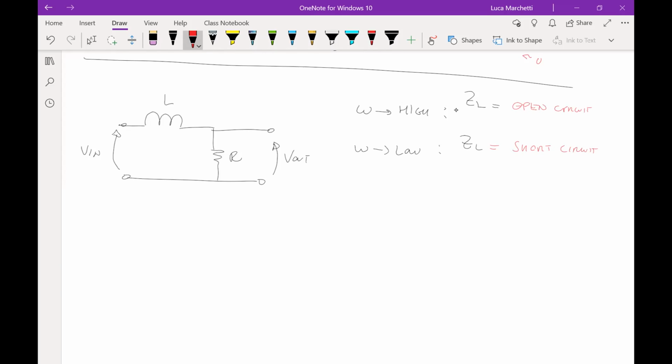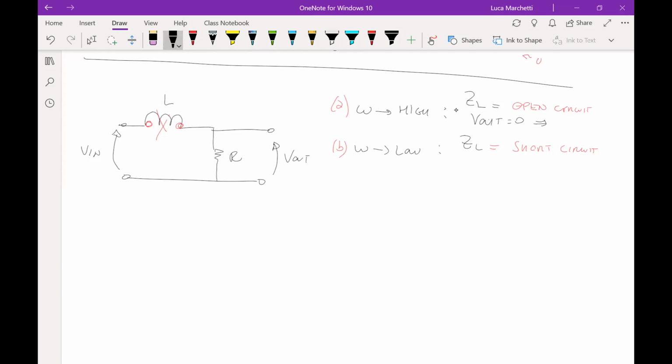So let's consider the case, let's call it case A and case B. In case A, the inductance is an open circuit like this, so it cannot pass any current. If there is no current, the voltage VR is zero. If the voltage VR is zero, then it means Vout is zero. So here Vout is zero.